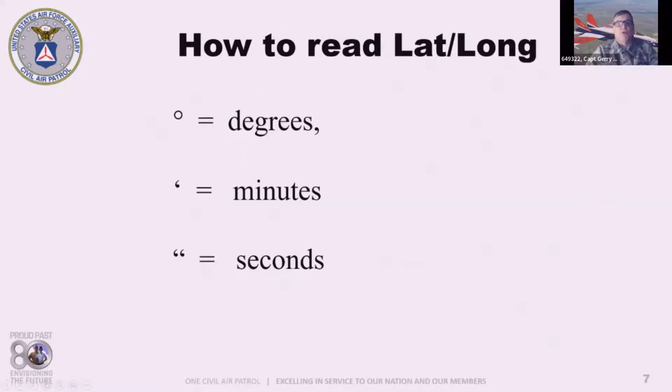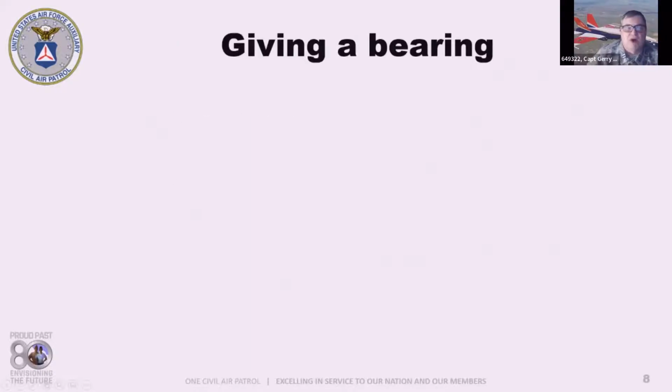To read coordinates, we use the symbols of the little zero, the little O there, the one hyphen, and the double, not hyphen, what's the word? I can't remember the word. The apostrophe, thank you. So we use the one apostrophe for minutes and the double apostrophe for seconds. So we always read the latitude before the longitude.